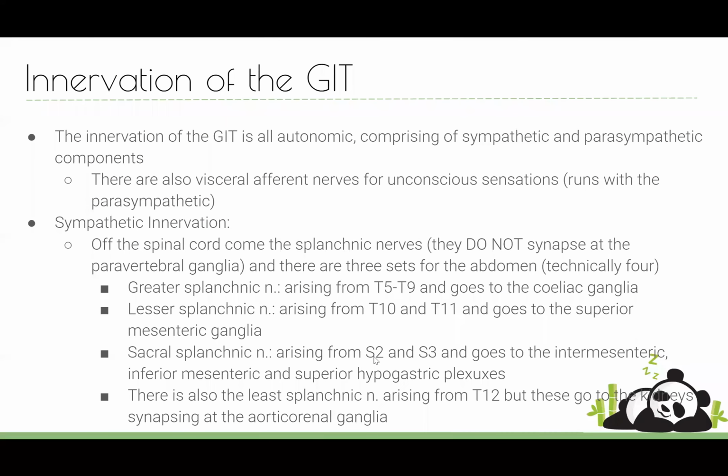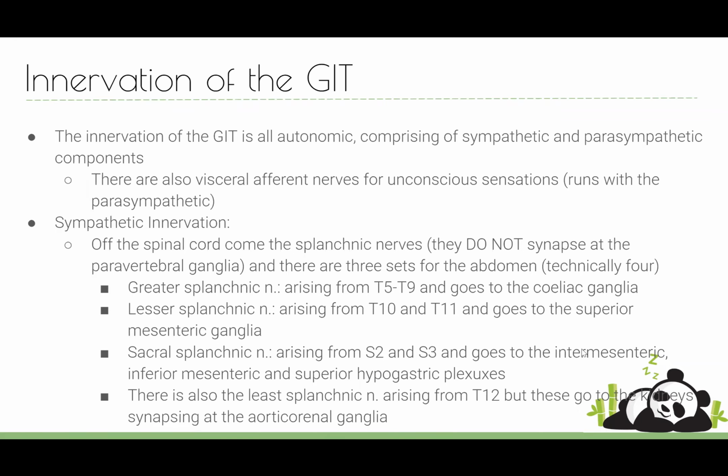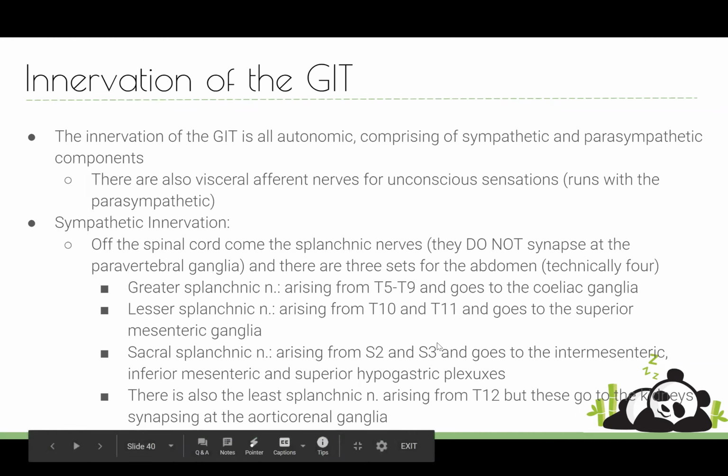This is what I'm going to talk about now. These prevertebral ganglia are the celiac ganglion, the superior mesenteric ganglion, and the inferior mesenteric ganglia, etc. Luckily, they match up with your arteries. So the greater splanchnic nerves will arise from T5 to T9. The lesser splanchnics will go from T10 and T11, and the sacral splanchnics will go from S2 and S3.